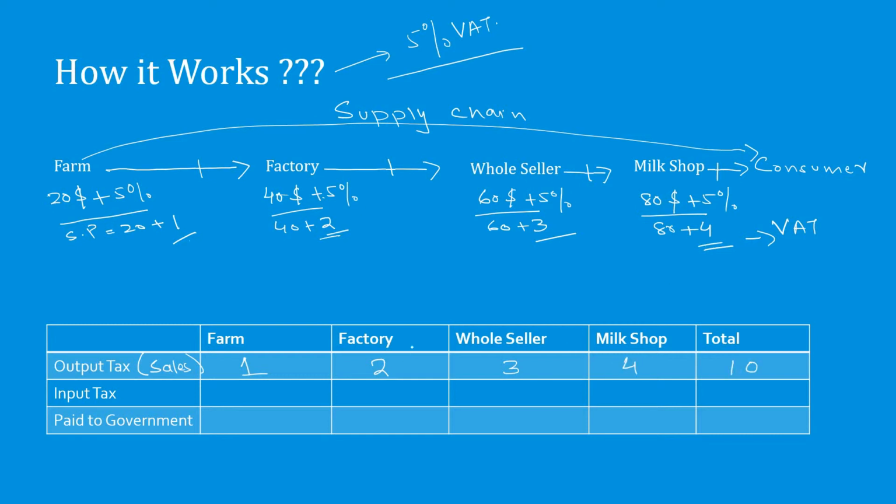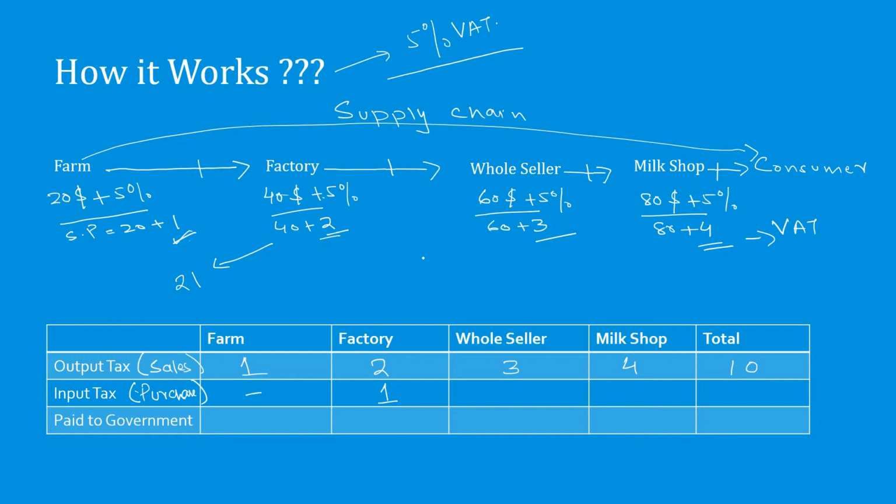Now input tax. Input tax, you remember we studied, is the tax that we pay on what? Purchases. Yes, it's a tax on purchases. So how much is the firm paying? We don't know. So for us, it's nil. So how much is the factory paying? Factory is buying the milk at what? $21 per liter. Out of this 21, what is value added tax? $1. So the VAT that the factory is paying is $1.